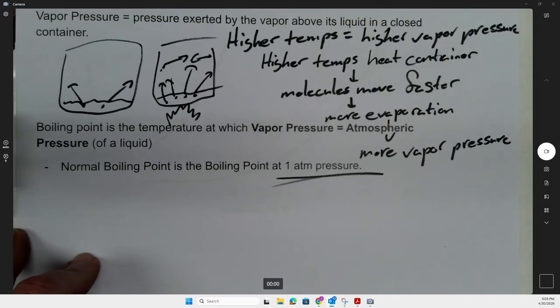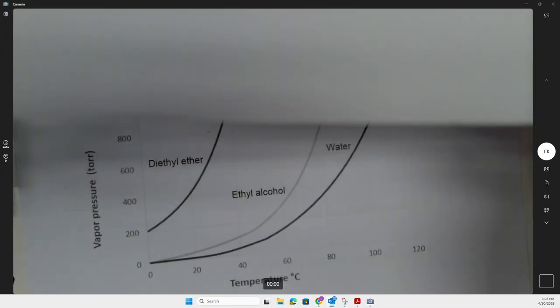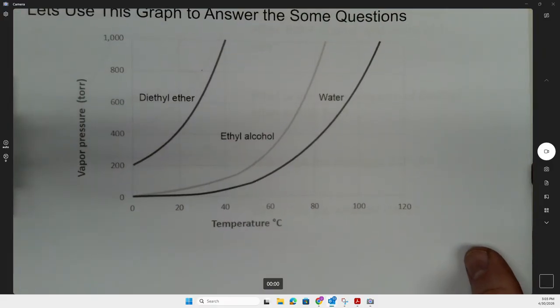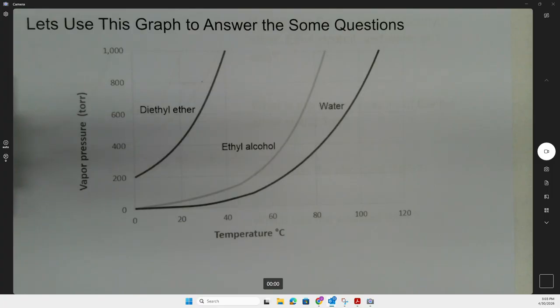All right, I'll move forward. Now, we're going to use this graph here that you have on your handout as well to answer these questions. Don't worry, we're practicing our graph reading.